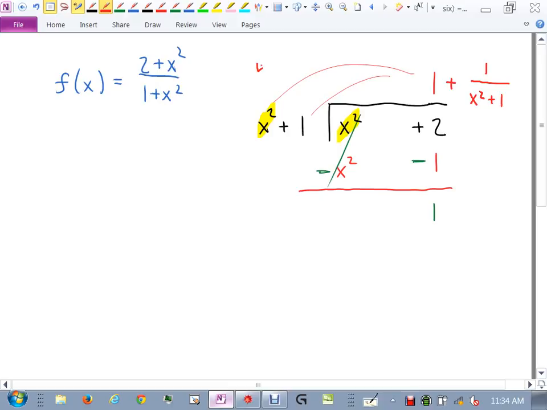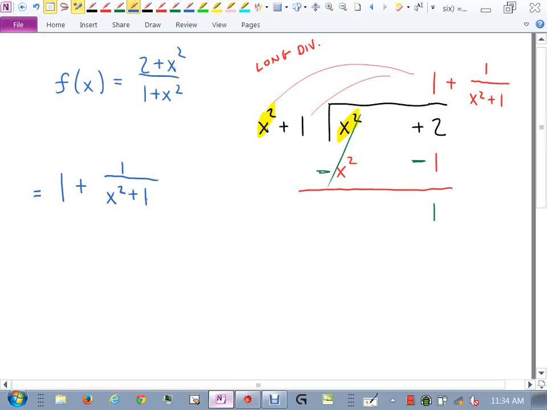If you need to go back and watch long division, go find long division somewhere. Long division of polynomials, if you need to go refresh yourself. So this blue expression, this f of x, is actually just 1 plus 1 over x squared plus 1. Are we happy with that?